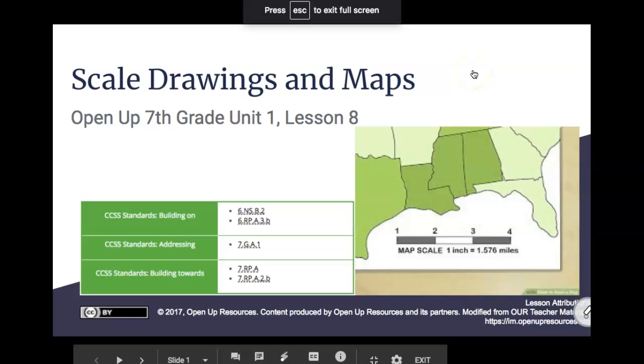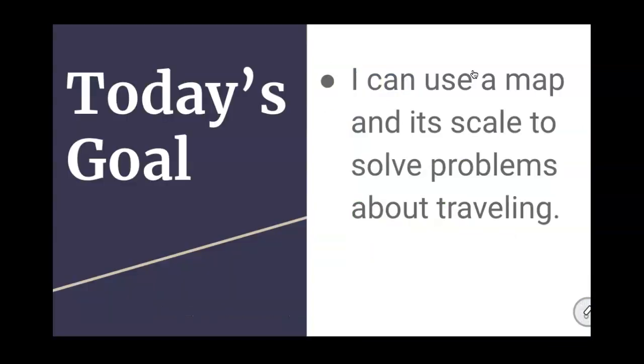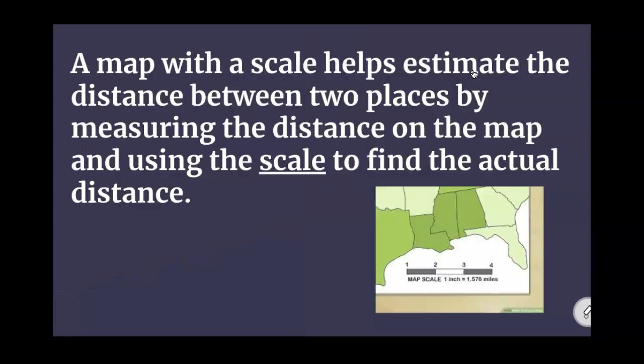In this summary, we'll be looking at scale drawings and maps, which is from Open Up 7th grade Unit 1, Lesson 8. Today's goal: I can use a map and a scale to solve problems about traveling. So, a map with a scale helps us estimate the distance between 2 points because we can measure the distance on the map and then use the scale to find what the actual distance is.